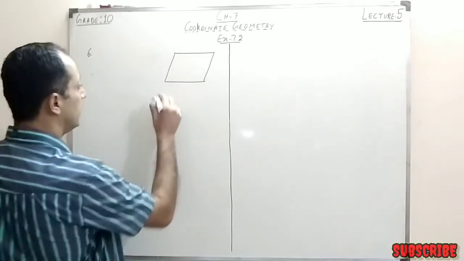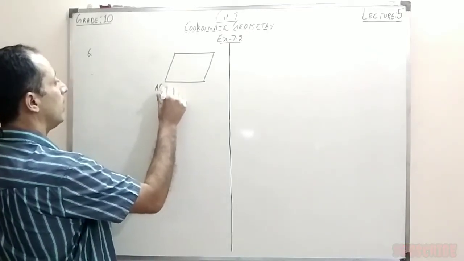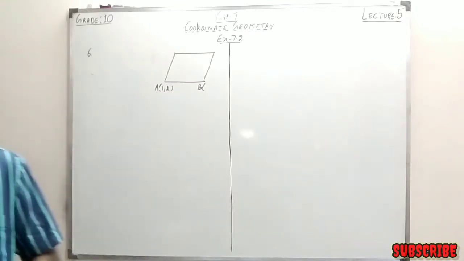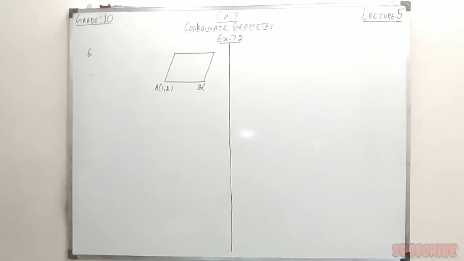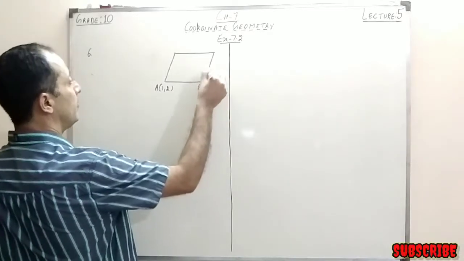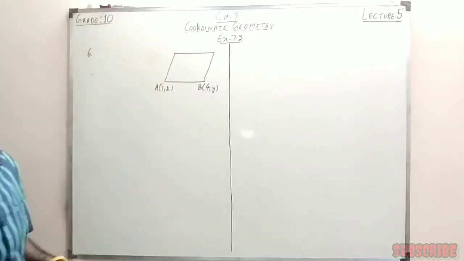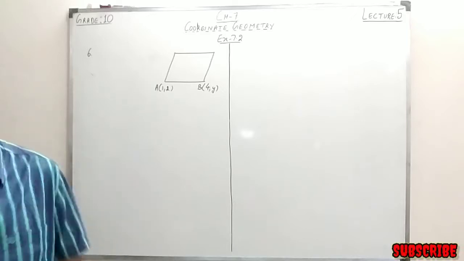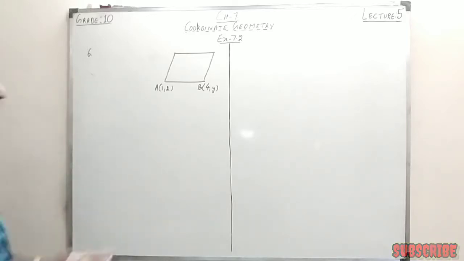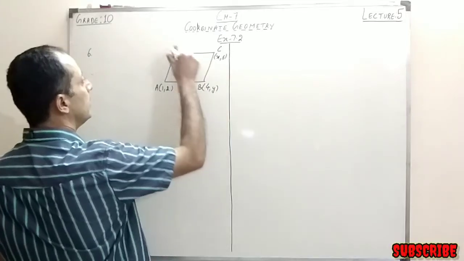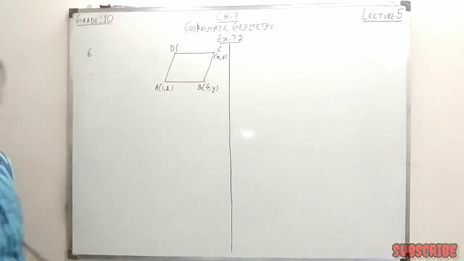So the coordinates they have given are 1, 2. Whenever you write the coordinates, write them in order. Don't write according to yourself. If you write C here, it will be wrong. So you go A, B, C, D. That is the cyclic order. Now C is given as x, 6, and D is given as 3, 5.